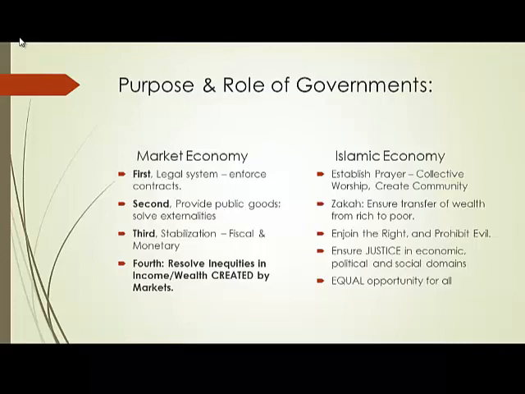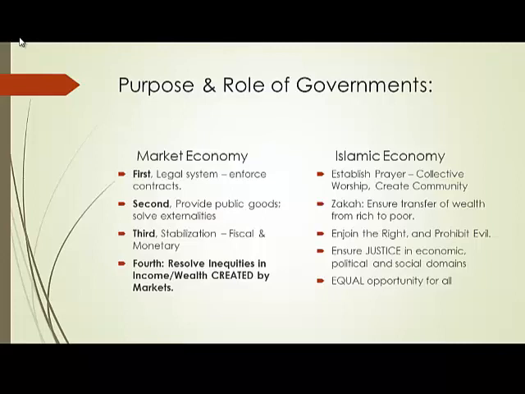Now, just for the sake of contrast, we look at what the Islamic economy asks the government to do. So the first thing is to establish prayer, which basically has two components. One is to make sure that the people have character, integrity, and also to create community, because prayer is done in jama'ah. The second requirement is zakat, which means taking care of the poor people by taking money away from the wealthy.